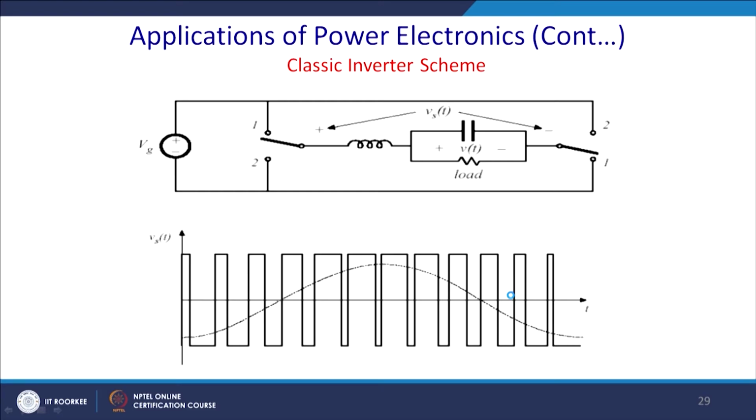Another application is definitely the classical inverter scheme with PWM and some AC to DC applications, and we require a desirable DC, thus we go for the indirect AC to DC to AC conversion.